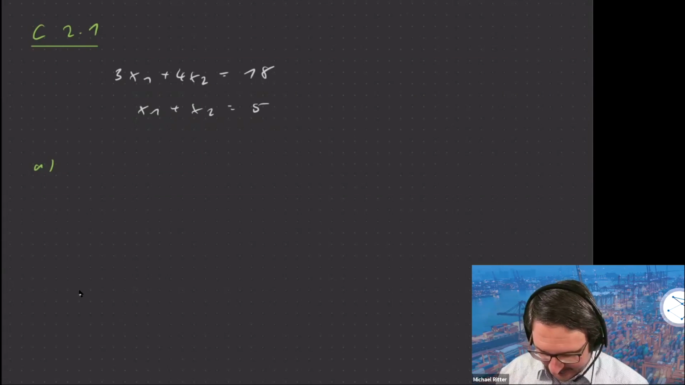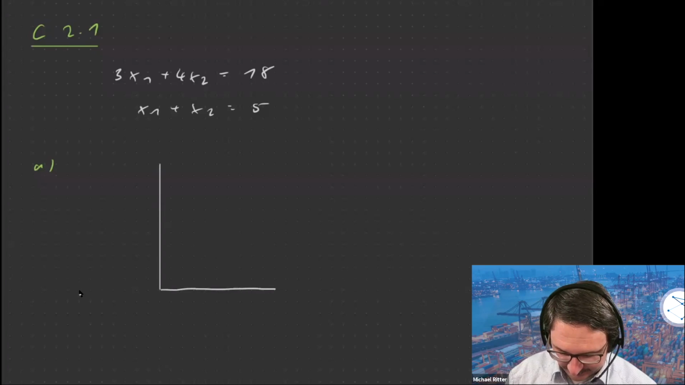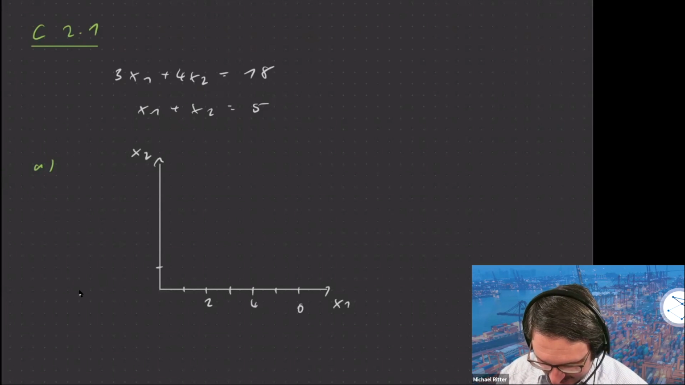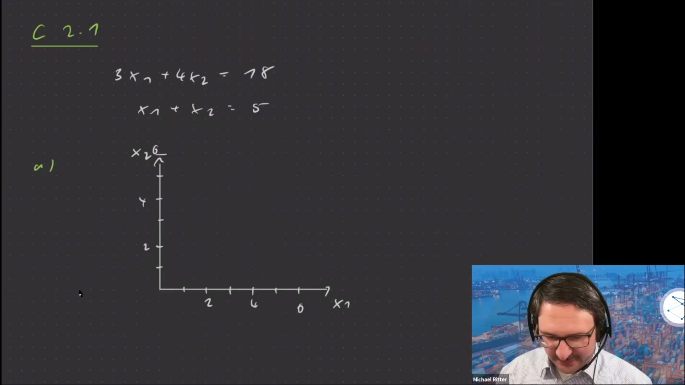Now, let's see. I need a coordinate system first. That should be sufficient. So here's going to be x1. Here's going to be x2. And let's see. We have 1, 2, 3, 4, 5, 6. That should suffice. Same thing here. 2, 4, 6. Yeah, almost. So let's draw these two lines here.